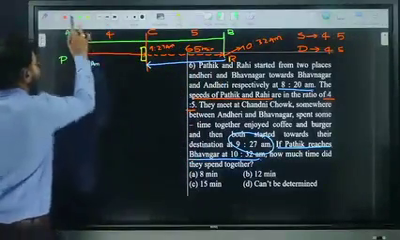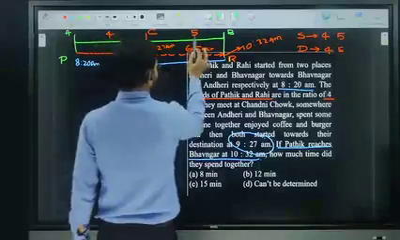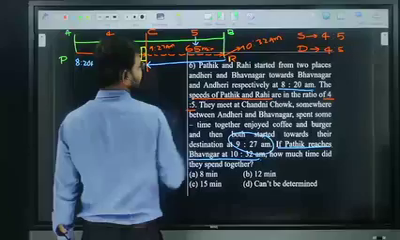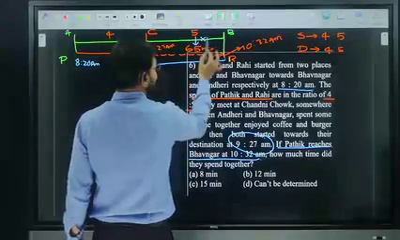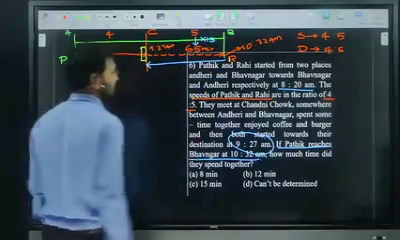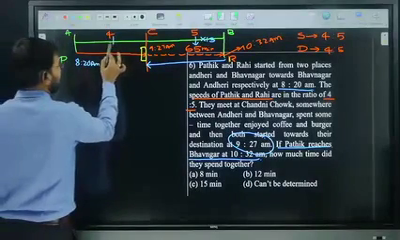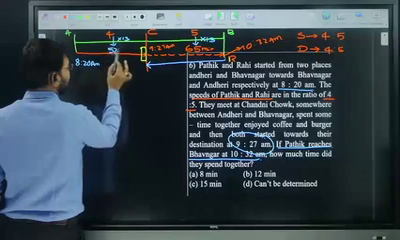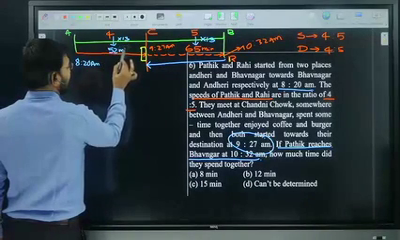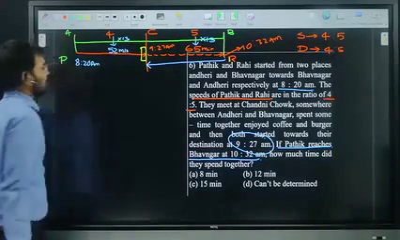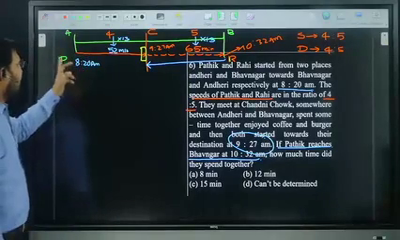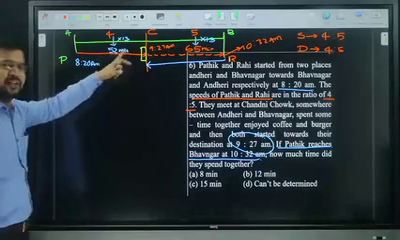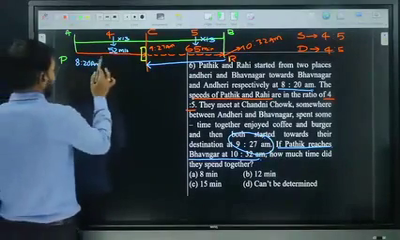Just listen carefully here. For Patik, in order to cover 5 parts of distance, it will take 65 minutes. So 5 parts is 65, so 1 part is 13. Therefore, 4 times 13 is how much? 52 minutes. So for Patik, Andheri to Chandni Chowk, it will take 52 minutes.